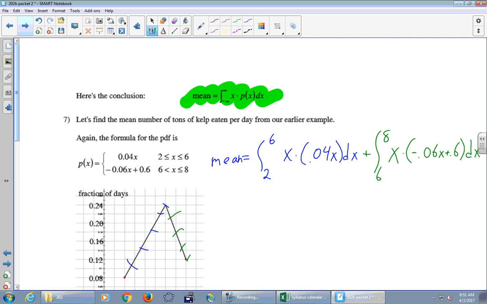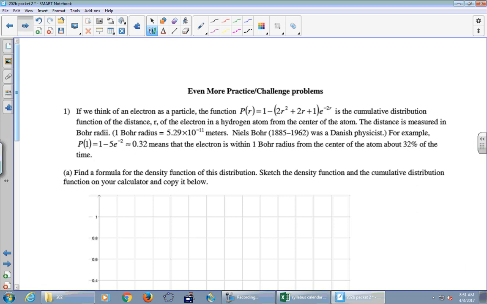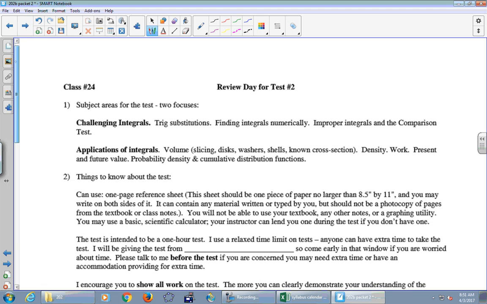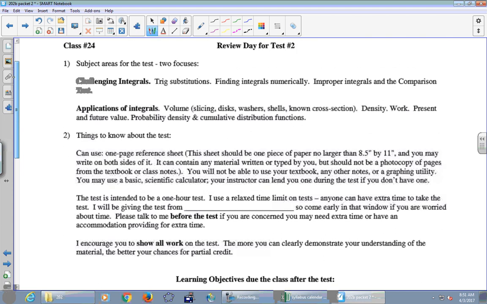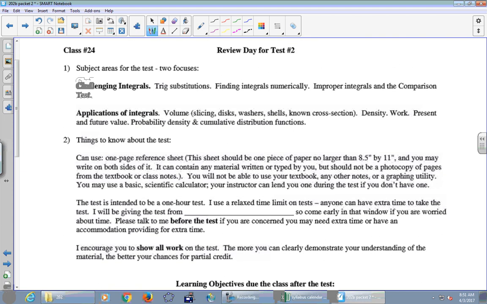Okay, so let's move on to the review page, which is 84. Okay, 2 focuses on Wednesday's test. First one is about integrals.